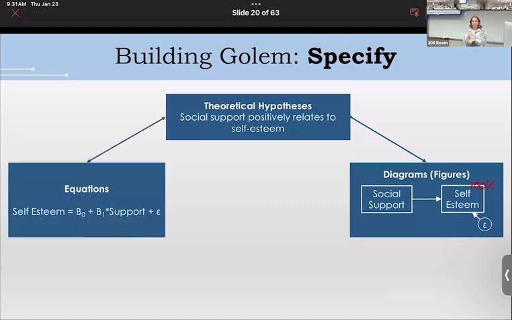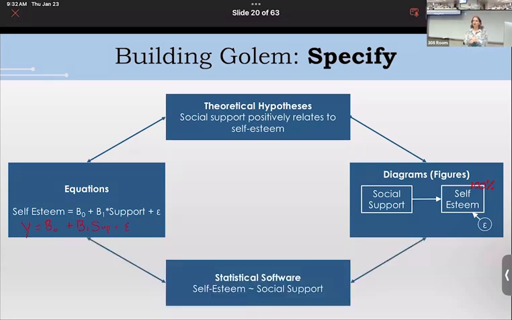We can write it as an equation, a regression equation. Self-esteem equals B0 plus B1 support plus error. We can even simplify this down and write it as Y equals B sub 0 plus B1 S, or SUP, plus error, or you could just call it X if you really wanted to. Or we could specify it in R: self-esteem regressed onto social support.